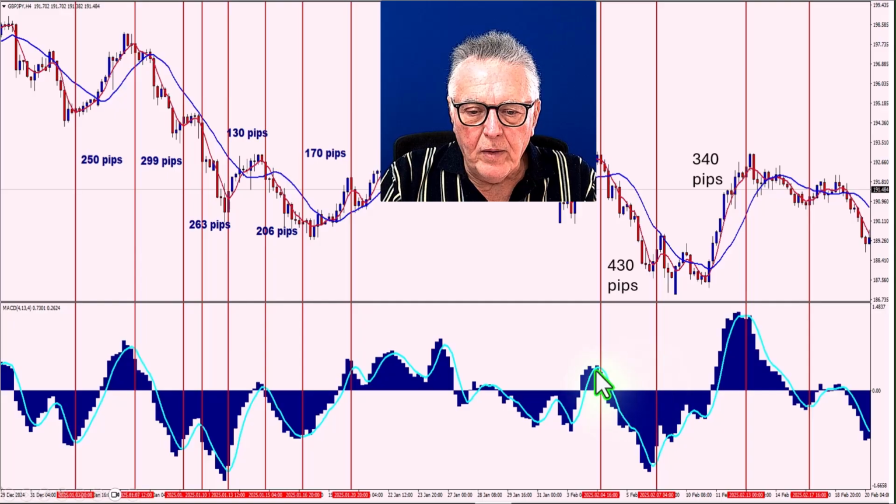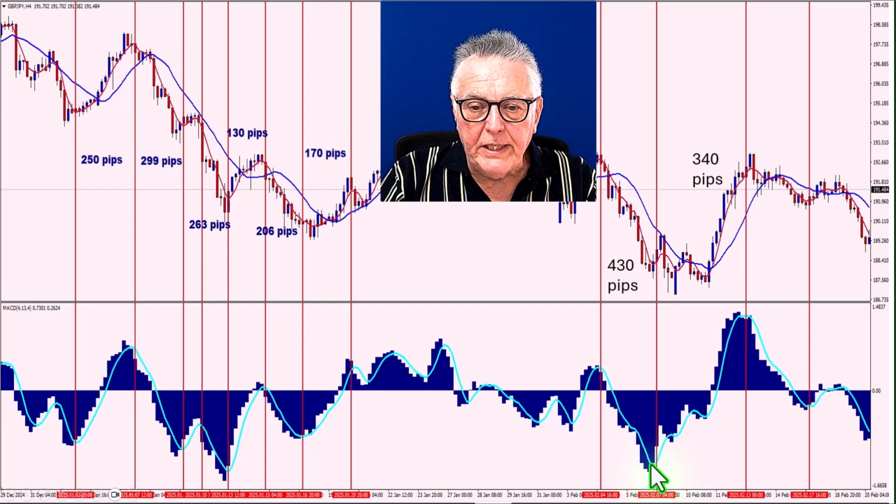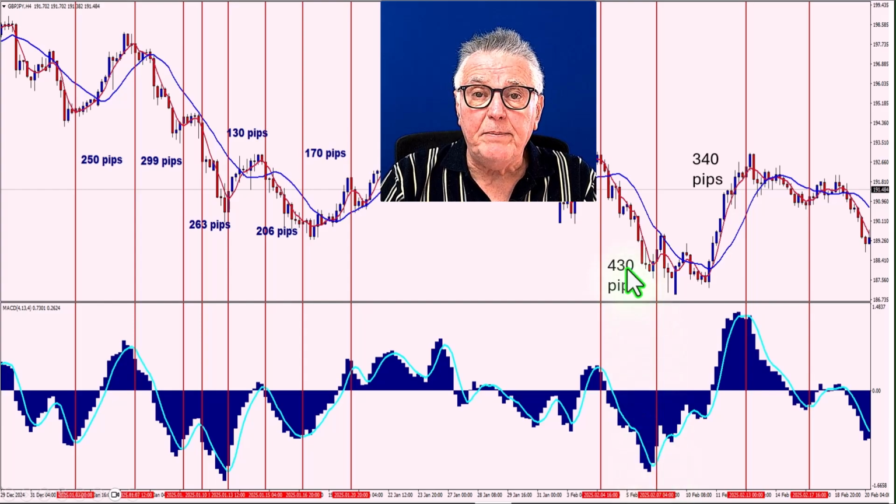Here's a good example, get you in there, away you go right down to the bottom, get you out over there. That's a 430 pip trend.